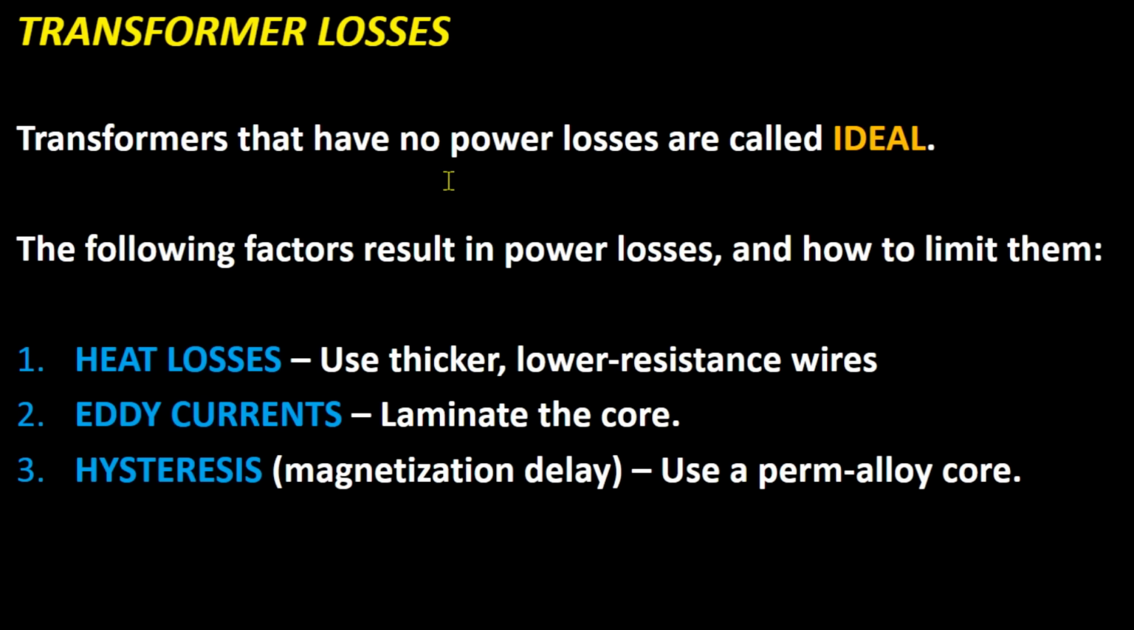Transformers that have no power losses are called ideal transformers. So the following factors result in power losses, and this is how to limit them. The first way in which power losses occur is through heat losses. A way to combat this is to use thicker, lower resistance wires. The second one is eddy currents, and you laminate the core. Or hysteresis, where there's a delay in magnetization and demagnetization, you just use a permalloy core.